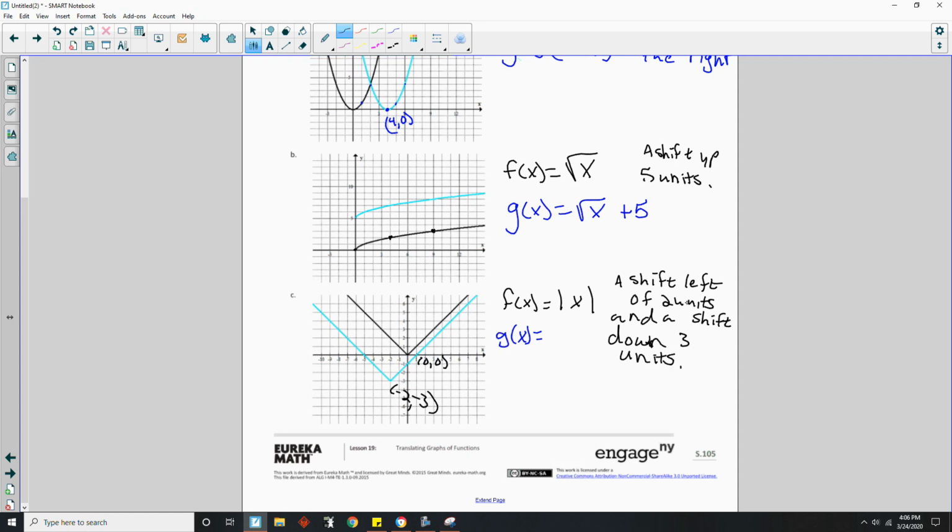Okay, so a shift left 2, shift down 3. What's that going to look like in my function? Well, left and right are inside, go the opposite, so a shift left is plus 2. Down 3 is outside, the same sign, down is minus. So the function is g of x equals the absolute value of x plus 2, minus 3.